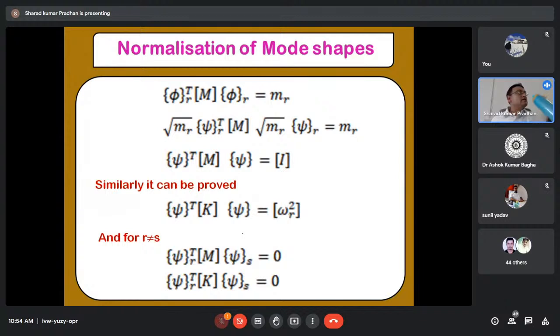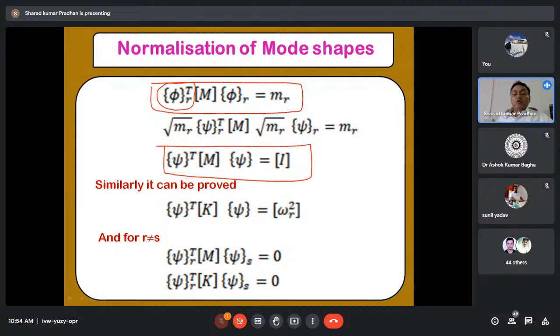As far as properties are concerned, this is the orthogonality property we have already seen. You replace this thing with the new equation and you are going to get this. So this equation says that if you pre- and post-multiply the mass matrix with mass normalized mode shapes, you are going to get the identity matrix. And similarly, if the stiffness matrix K is multiplied with mass normalized mode shapes, you are going to get the natural frequency matrix.